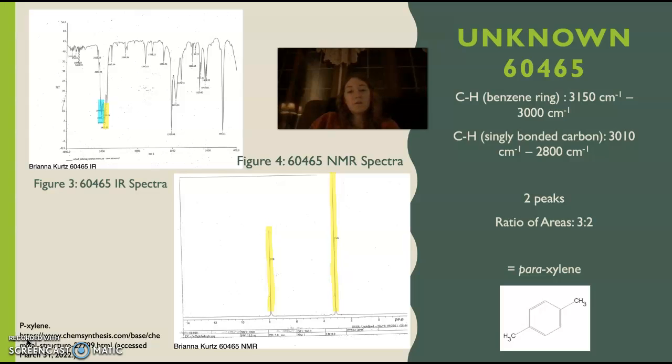And then for figure 4 of the NMR, it shows 2 peaks with the ratios of areas of 3 to 2. With this data, it narrowed down the choices to paraxylene. Again, this is the chemical compound shown below of paraxylene, which further solidifies that we did everything correctly because it shows the CH groups and the benzene ring.